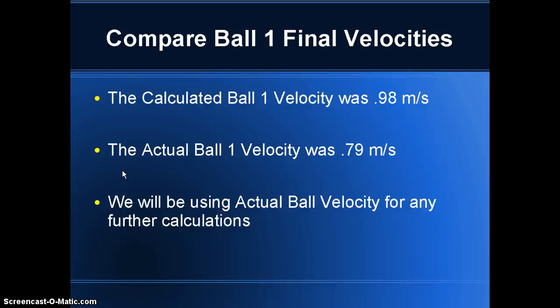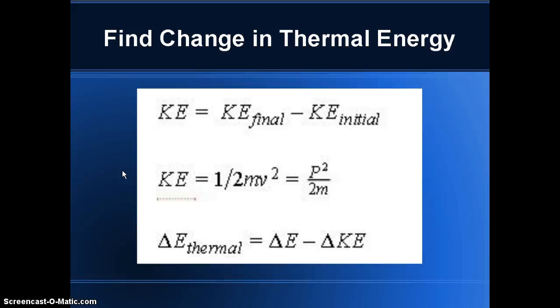Now, this is for all sorts of reasons. We have friction, we have the fact that it wasn't a constant velocity, but for a more accurate reading on the thermal energy, we'll be using actual ball velocity. Now, to find the change in thermal energy, we use the equations we have before.